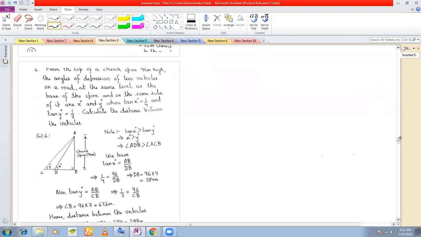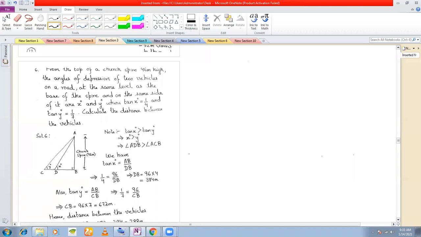From the top of a church spire, 46-meter high, the angle of depression of two vehicles on a road at the same level as the base of the spire and on the same side of it are x degree and y degree, where tan x degree is 1/4 and tan y degree is 1/7. Calculate the distance between the vehicles.